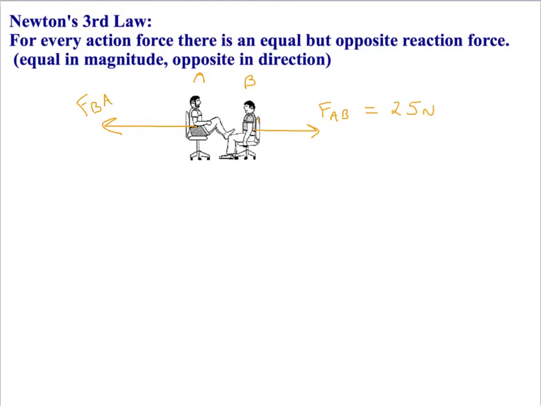If A puts a force of 25 newtons on B, then B is going to put that exact same force on A. That's equal in magnitude, right? They're the same number. So that's this thing here, equal in magnitude. The opposite in direction, we're also showing that on here. One is to the right and one is to the left.